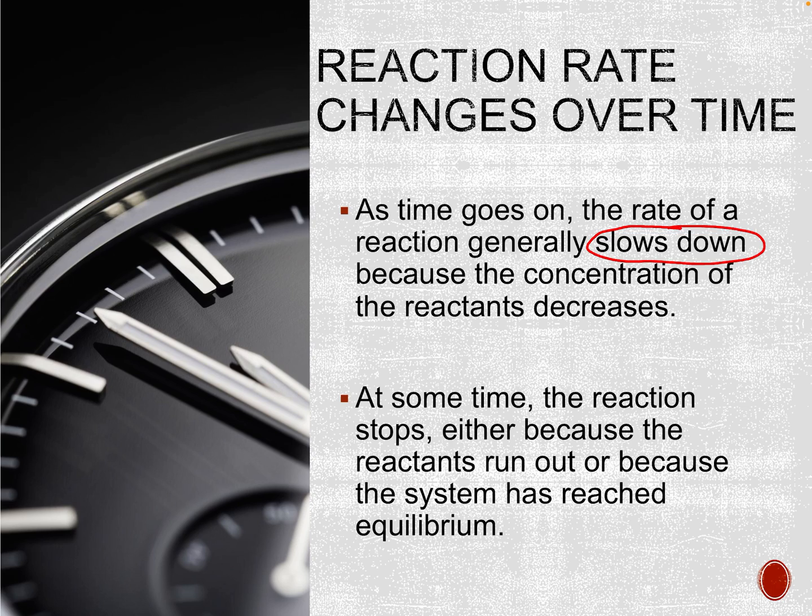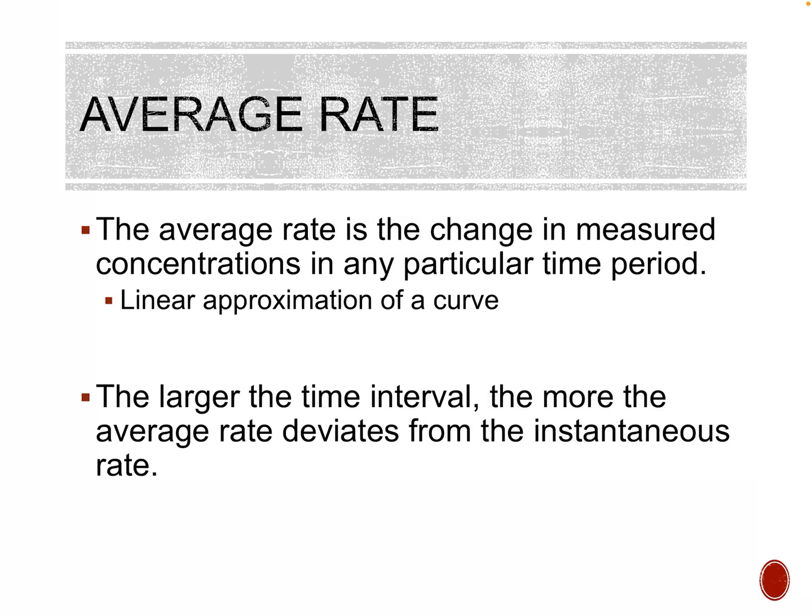And after a while, at some time, the reaction will either stop because we completely run out of reactants, or because the system has reached equilibrium, which means that the reactants are making the products, but then the products can re-react and make the reactants again. We are going to look at equilibrium in the next chapter. But for now, what I want you to know is that the reaction is generally going to slow down because the concentration of the reactants decreases.